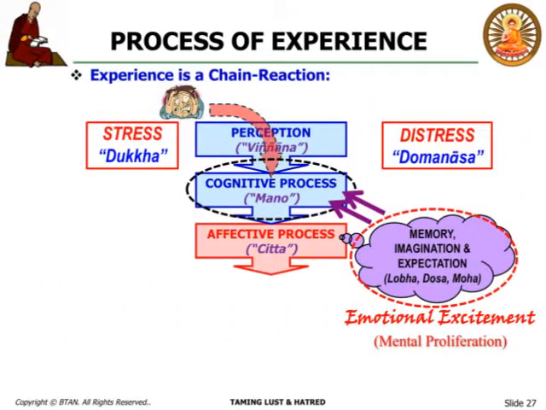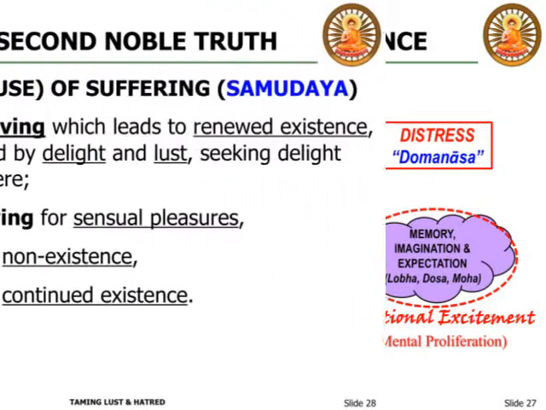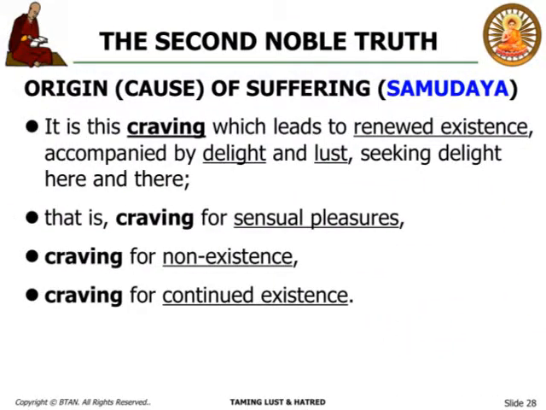And this disturbance is a psychological disturbance called domanassa. Distress. So I use the word distress. The Buddha described 5 different types of dukkha. Right? So this is domanassa. It's a psychological disturbance.